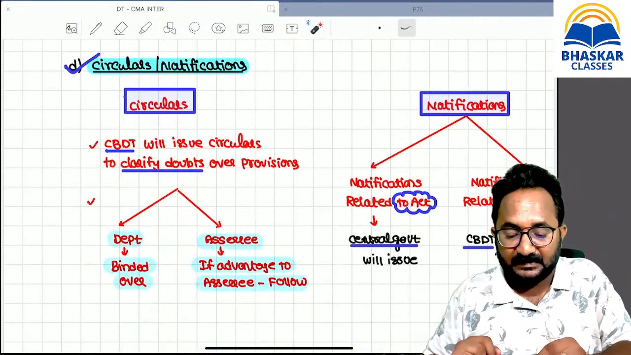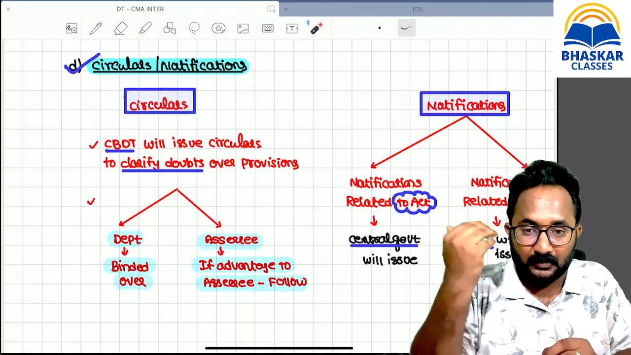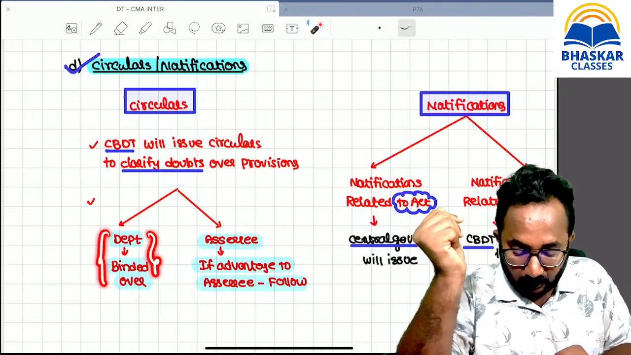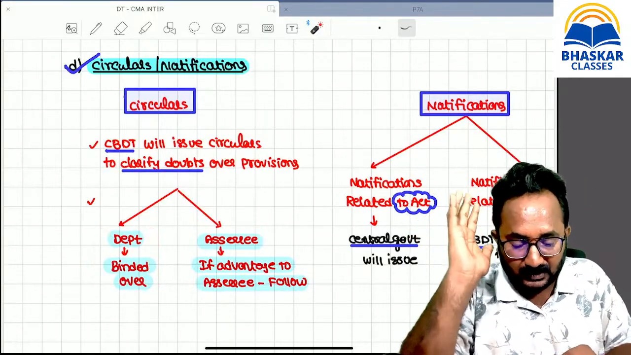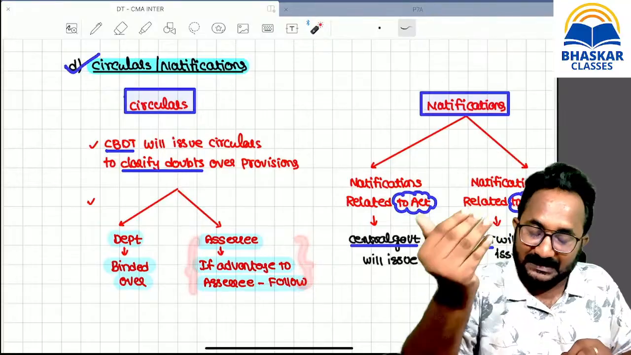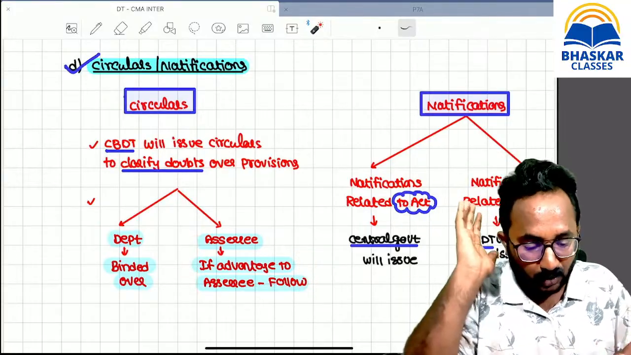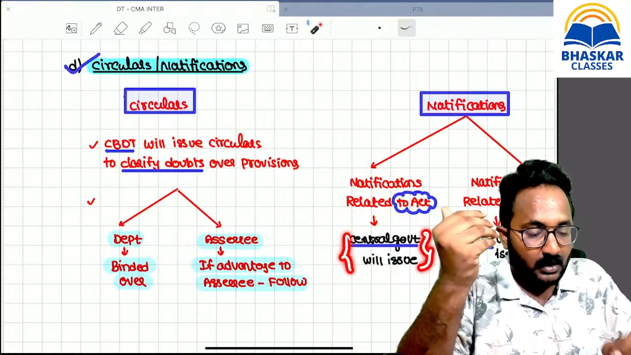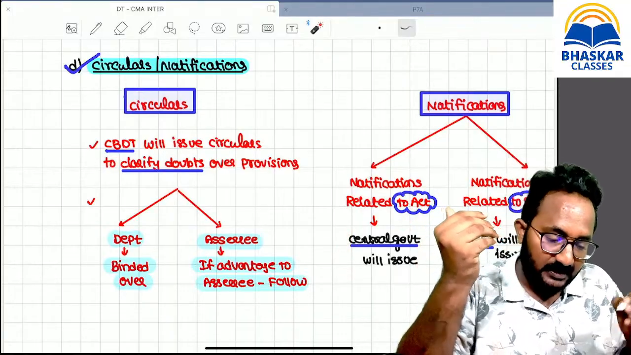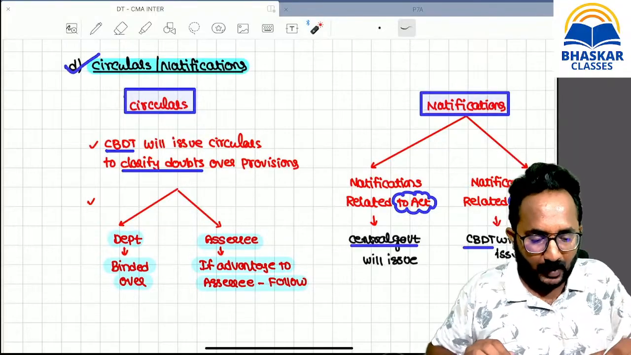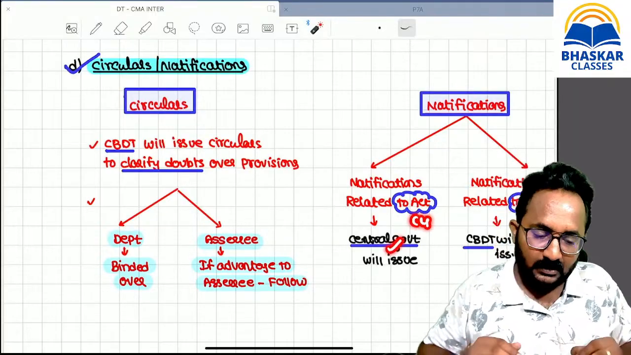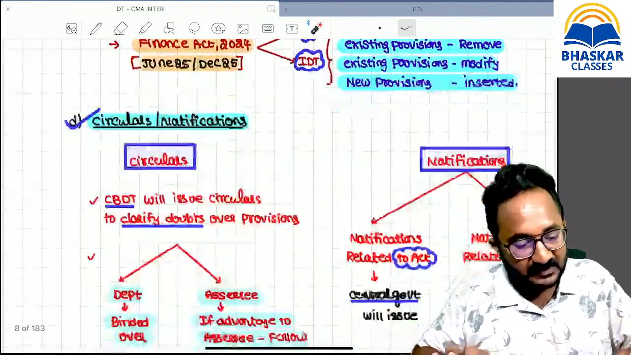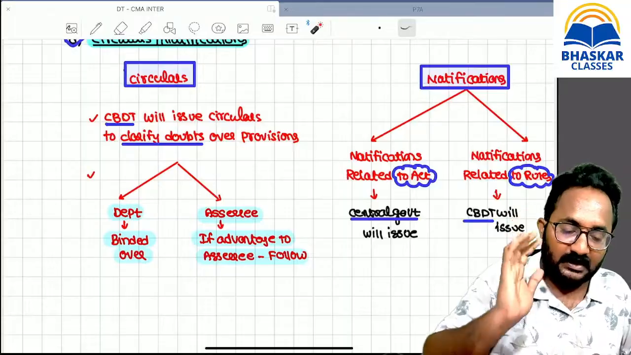Circulars are released by CBDT in order to clarify doubts over the different provisions. The department needs to be bound by them, which means it needs to follow the circulars. The Assessee can follow them if advantageous to him, otherwise he can ignore them. Next, notifications related to the Act are issued by the Central Government, and notifications related to rules are issued by CBDT. The Act is framed by the Central Government, which is why notifications are also issued by the Central Government only. Rules are framed by CBDT, which is why CBDT issues the rules-related notifications.